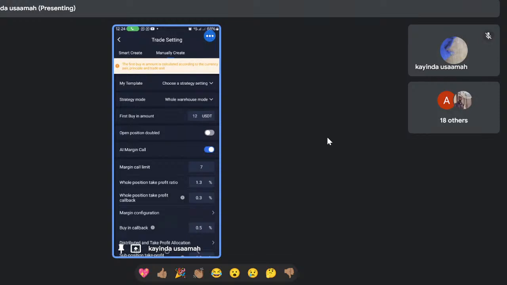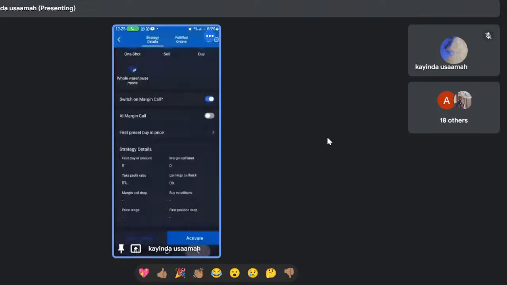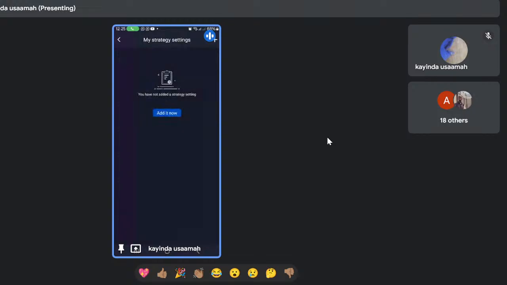Now, RoyalQ has an option where you can design settings depending on your capital. This is where you are seeing the words, choose a strategy setting. You can edit. Let me take you to the shortcut where you design the settings from. Go to tap my strategy settings. It gave you a chance to design your own settings.